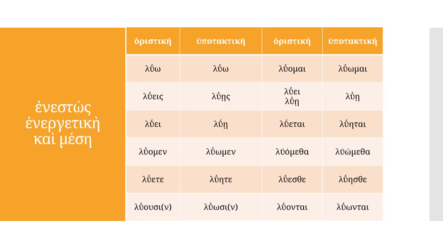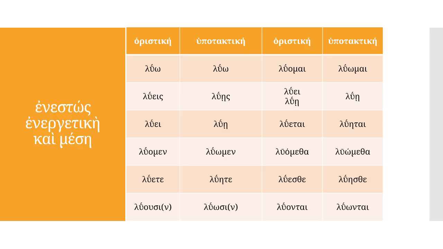So here we have the forms for our very regular luo in the present, and we have both the energetike and the mese. So let me walk you through what's happening here. In four columns, we have the indicative, oristike, and then the hypotaktike, active on the left, and then middle on the right. You can see that some forms overlap. For example, the first person singular, luo and luo. They are exactly the same. Only context will tell you whether the hypotaktike is intended.